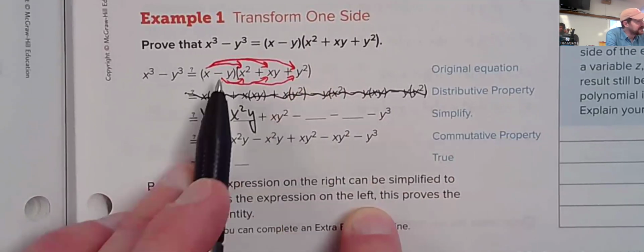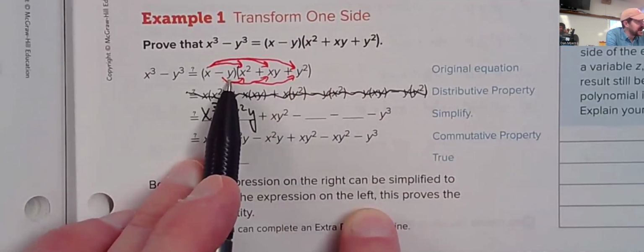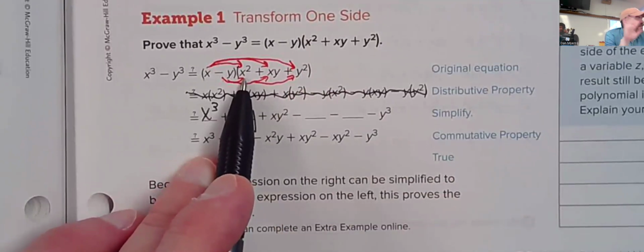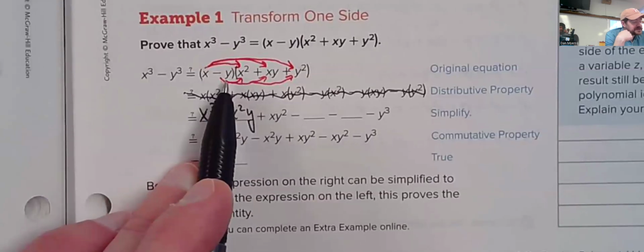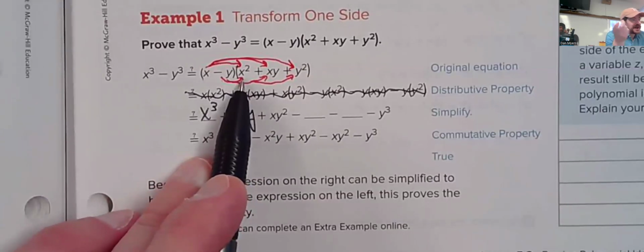Then we're going to take negative y and multiply it by x squared. Now, when you do this, write them in alphabetical order. That'll make things easier. So y times x squared would be x squared y. So alphabetical order. So you're going to have minus x squared y.